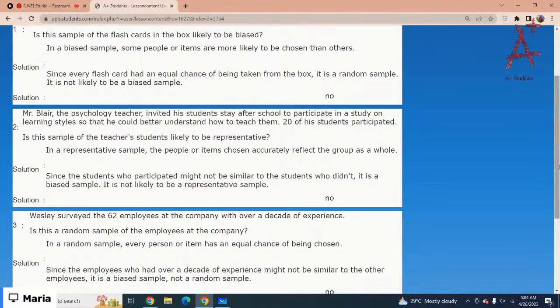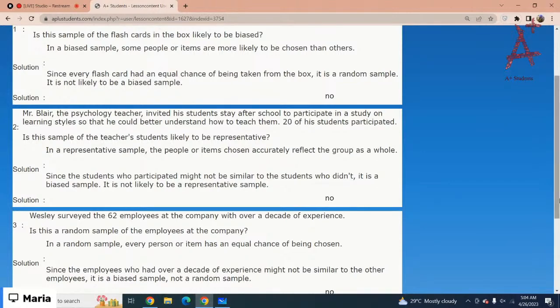Got it? So the representative sample is the one in which the people or items chosen accurately reflect the group as a whole. But since the students who participated might not be similar to the students who didn't, that is a biased sample. Got it?